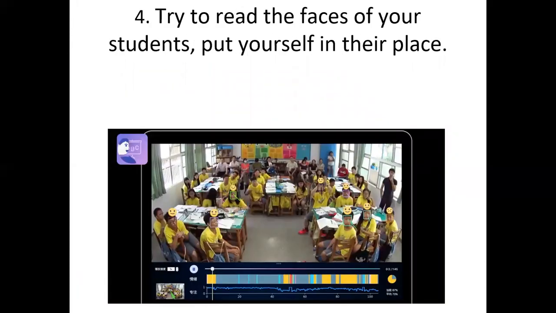Important one, a teacher should be a good psychologist as well. We have to read the faces of our students, and we have to keep ourselves in their place. If I am the student and someone is teaching in this style, what will be my opinion, what will be my feeling? And when you see that the students are losing their interest, just change to an activity.